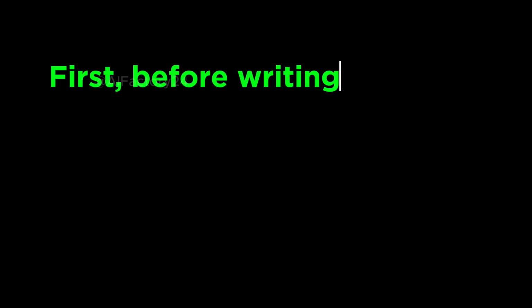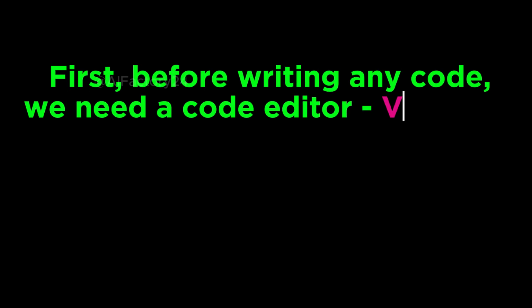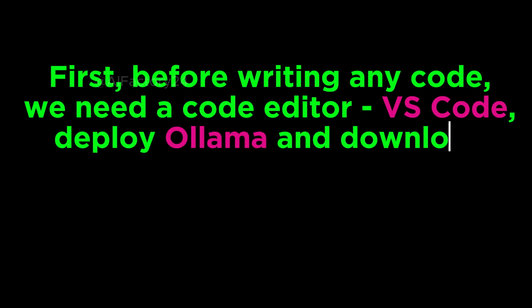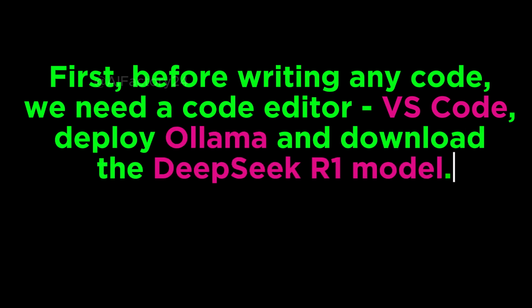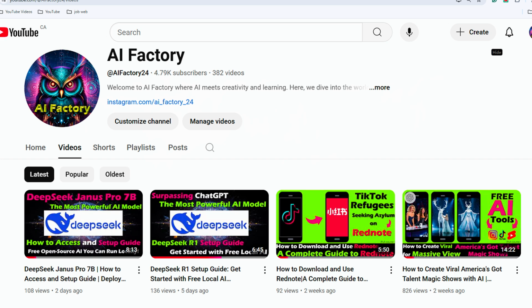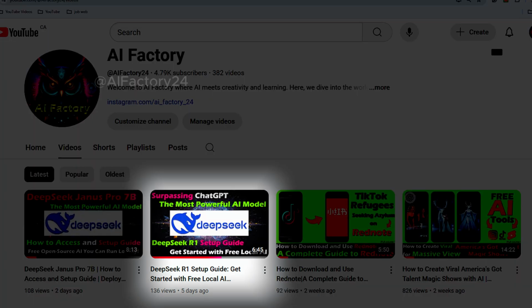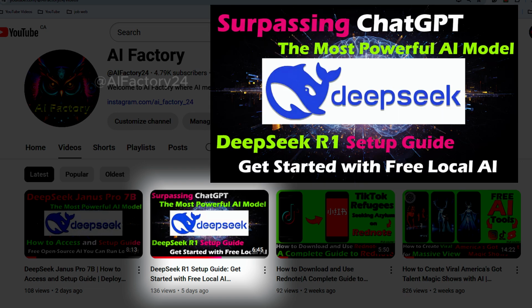First, before writing any code, we need a code editor, VS Code, deploy Alma, and download the DeepSeek R1 model. If you have already watched my previous tutorial, DeepSeek R1 Setup Guide, Get Started with Free Local AI, you can skip this part. If you haven't yet deployed Alma and downloaded the DeepSeek R1 model, follow along with me to learn how to do it.